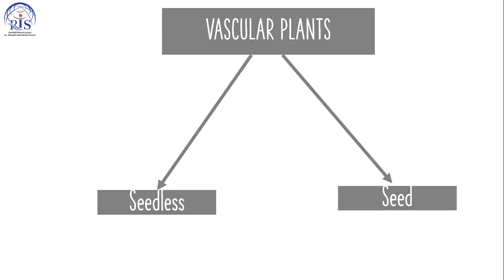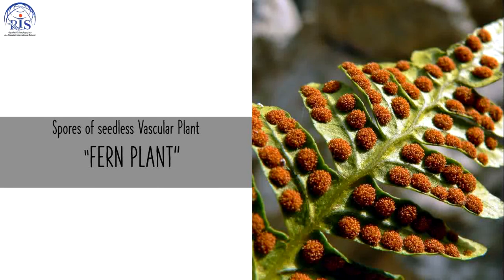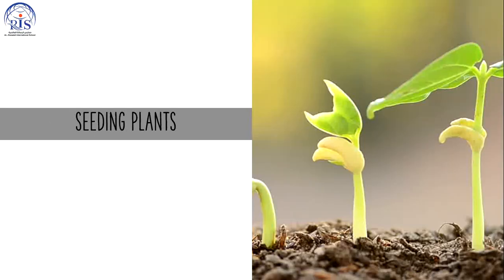Vascular plants are divided into seed plants and seedless plants. Seedless plants, such as this fern that you can see in the picture, produce spores. A spore is a single cell that can develop into a new plant exactly like the plant that produces it. These spores have a tough outer covering which protects them from drying out until they find the right conditions for growth. On the other hand, we have seed plants, which produce seeds.